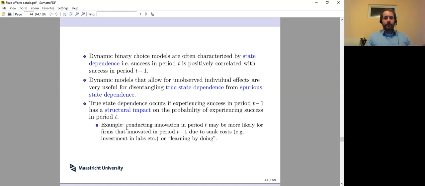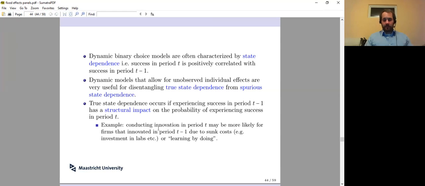So what you want to do is have a dynamic model that still allows for unobserved individual effects, because you want a model that disentangles true from spurious state dependence. So what do these things mean? True state dependence means that there is actually a structural effect of experiencing success in previous periods. So if I experience something in the past, I am more likely to experience it in the future.